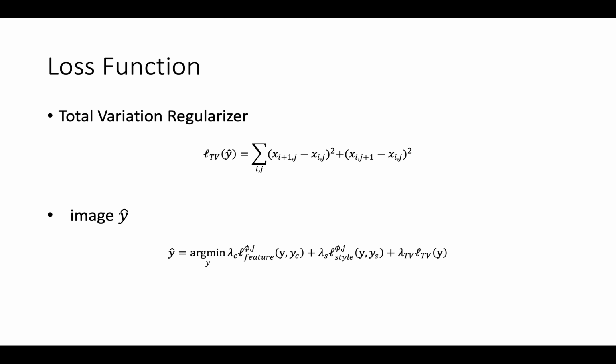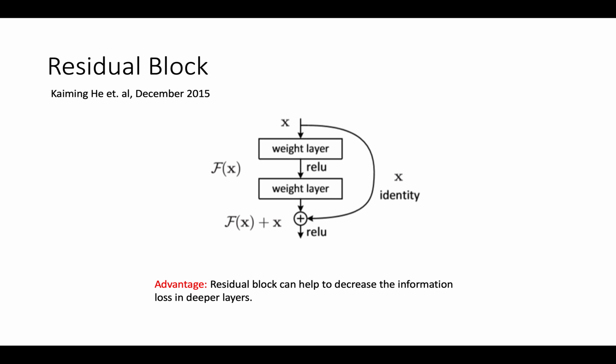Also, define the total variation regularization as this. Then, we say the output image y hat is the argmin of each loss times a specific parameter. In our experiment, we find that the best hyperparameter pair is content parameter equals 2, style parameter equals 3, and TV weight equals 5 times 10 to the minus 5.